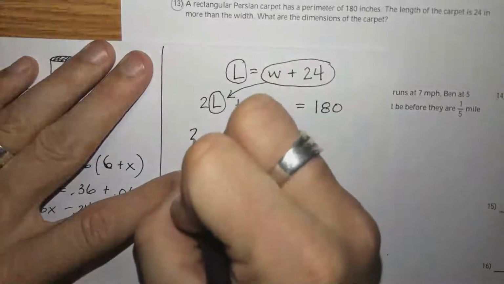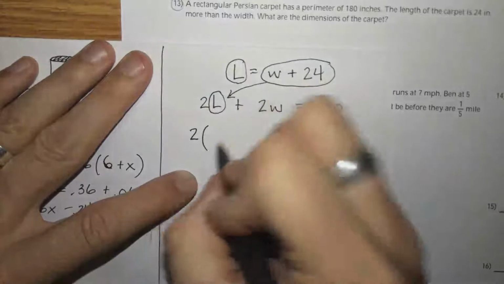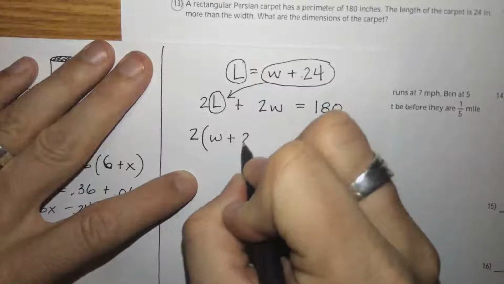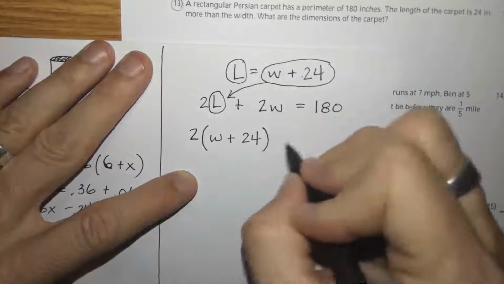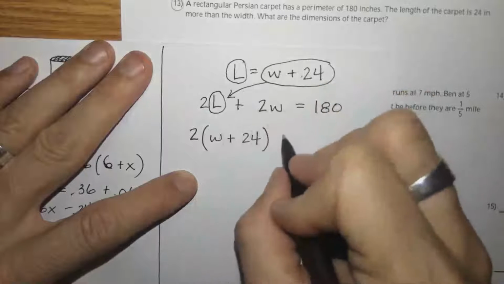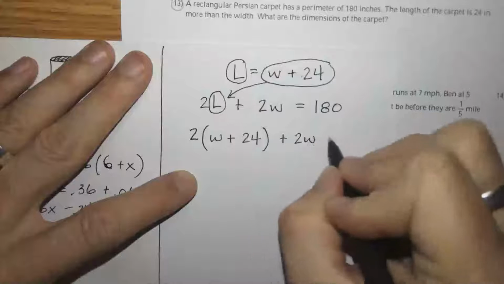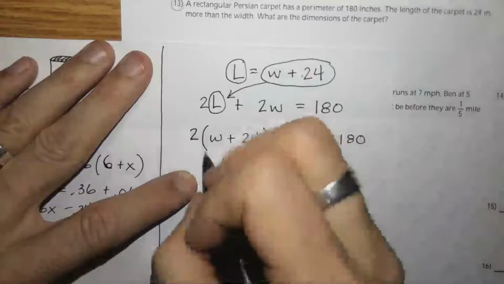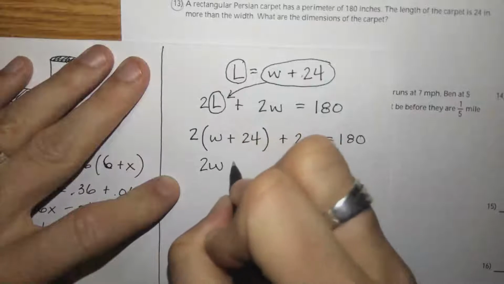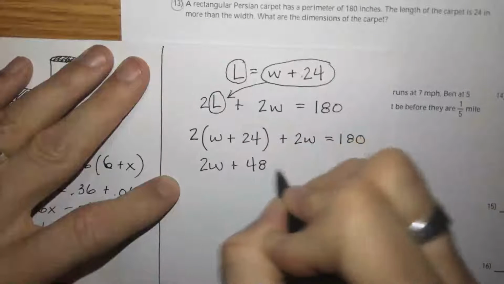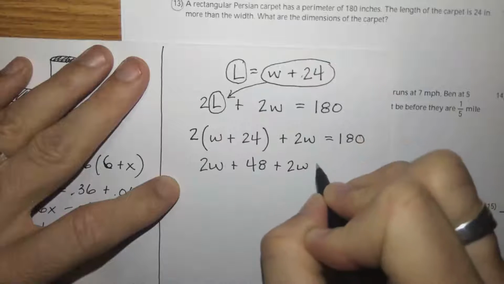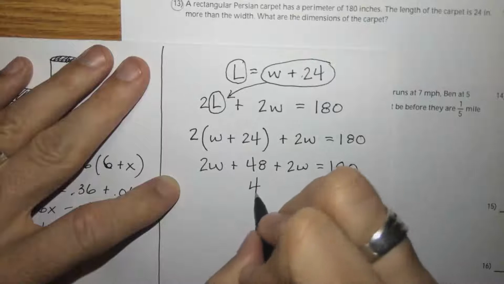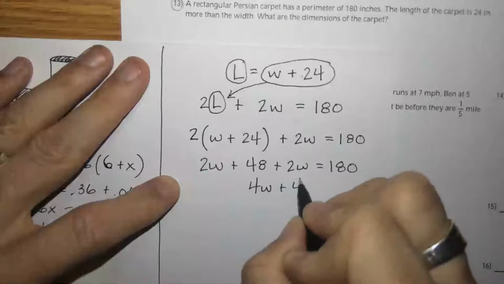So now our new problem becomes 2, right? And then we're plugging in this where that L is, so we're going to plug in the W plus 24. And then we're going to finish off the rest of the sentence, so plus 2W equals 180. So then we can distribute this. So this is 2W plus 48. And then we can add our 2W's together. 2W plus 2W is 4W plus 48.